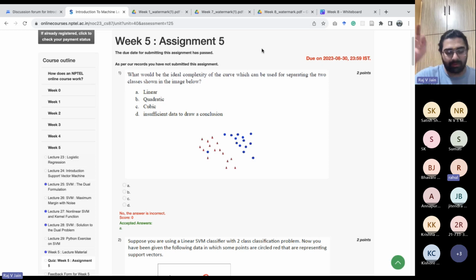That is not the case. We can have a very little error if we separate it using a linear classifier. But the case is to separate the two classes using a curve which has ideal complexity, and the options given are linear, quadratic, cubic. So the answer could be something else, like insufficient data. We don't know the scaling of these points. We can have a curve very well fitted within this. So you can have an ideal curve from which you can get 100% accuracy while separating both classes. That is what I'm saying.